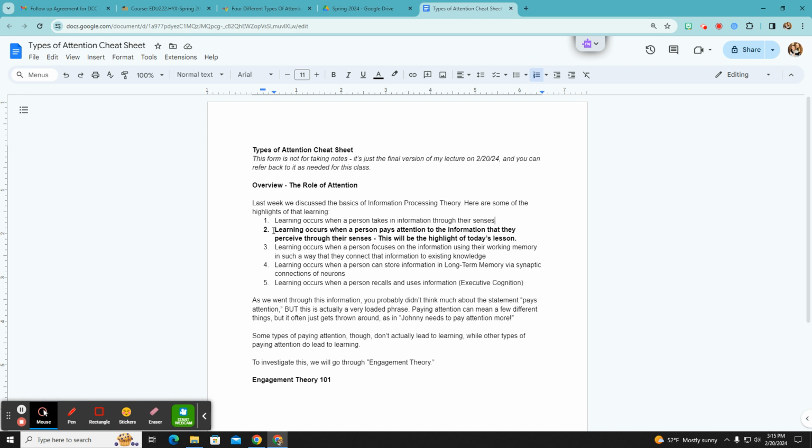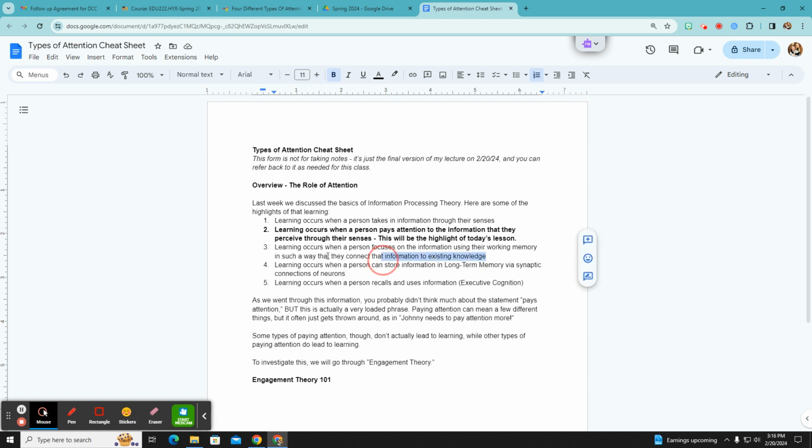Then the second step is that learning occurs when a person pays attention to that information that they're perceiving through their senses. And that's what we're going to talk all about today. From that point, a person's paying attention, they are going to process that information in their working memory in such a way that they are connecting that information to what they already know or what they're going to need to know, and they're making connections.